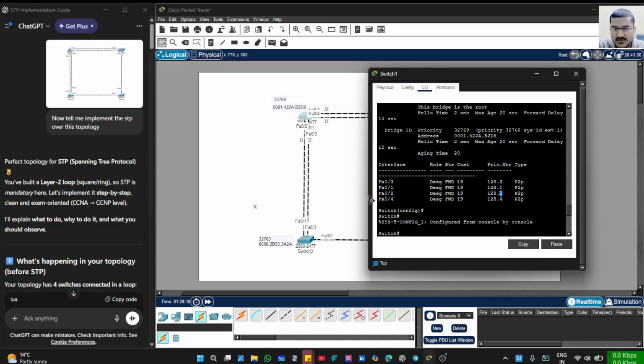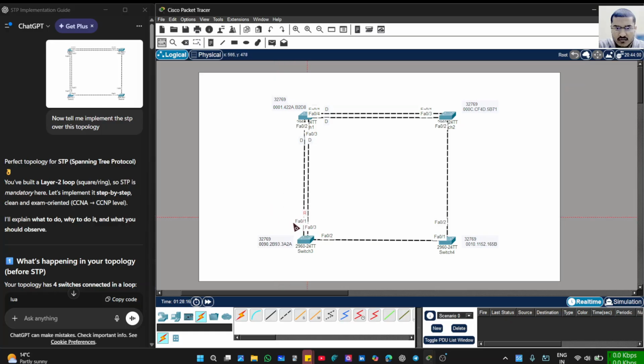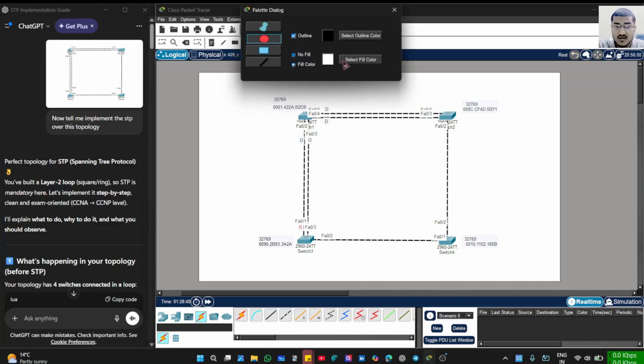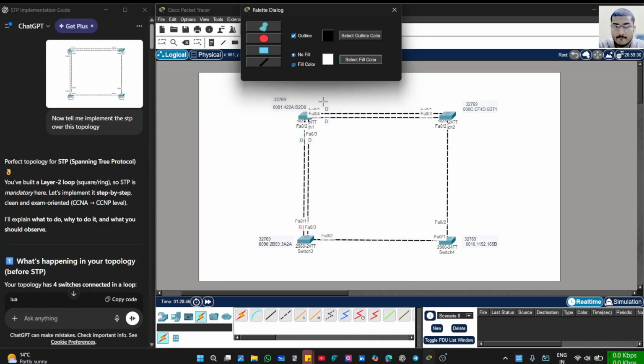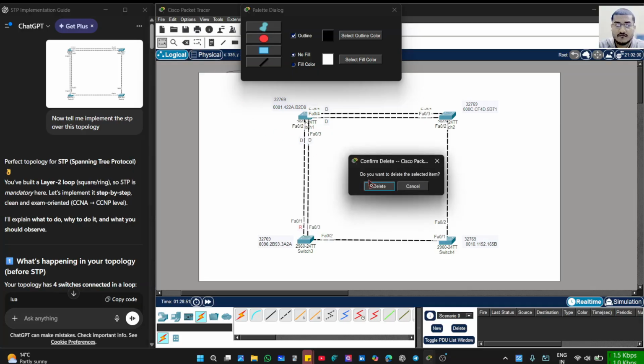The lowest is 2, so we have to make the redundant link to this one, F01. In the same way we have to consider this interface too. And for this, if it is a root bridge, let me just make it like that. It would be a big problem for us.